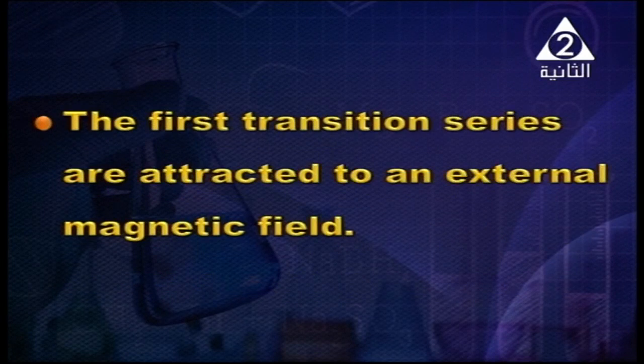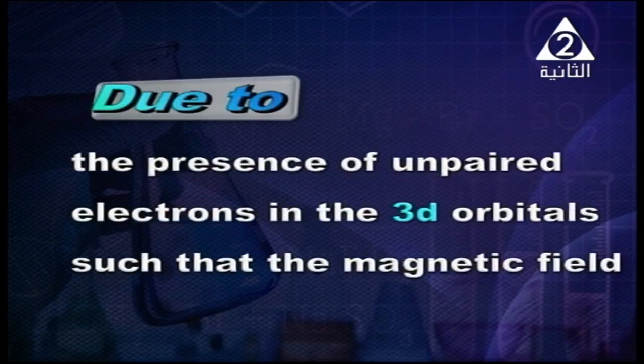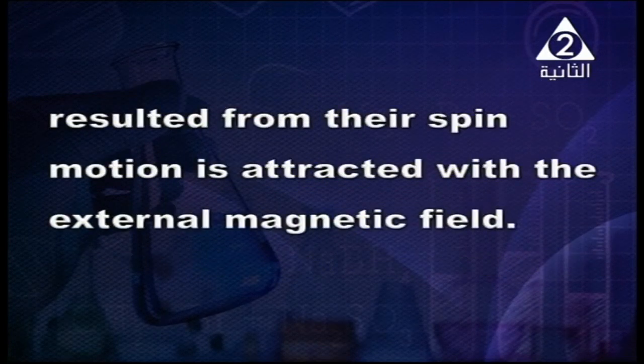Next point. The first transition series are attracted to an external magnetic field. This is due to the presence of unpaired electrons in the 3d orbitals, such that the magnetic field resulting from their spin motion is attracted to the external magnetic field.